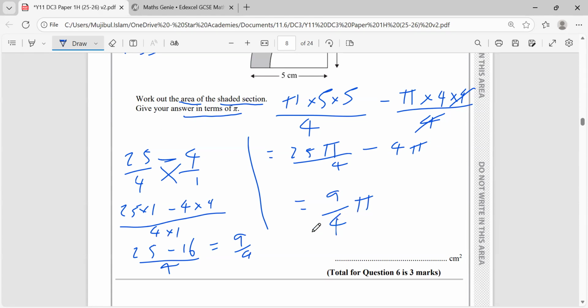Okay, I think most people got that wrong. 9 over 4 pi. Copy that down if you haven't already.